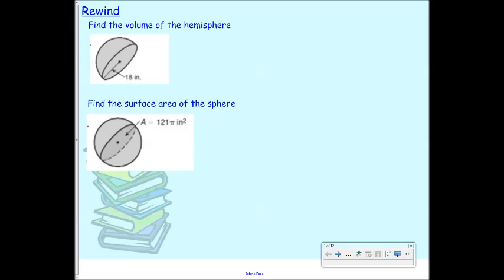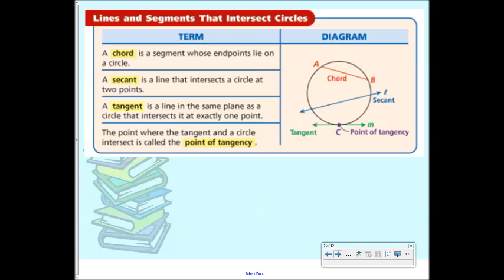So, okay, we have wrapped up three-dimensional, and we're going to go into the next unit, which is on circles. This is the second to last unit that we'll be doing. So chapter 11 and chapter 12 are the last units that we'll be doing in quarter 4. All right, so what we're starting to talk about are things that intersect circles. So lines and segments that intersect circles.